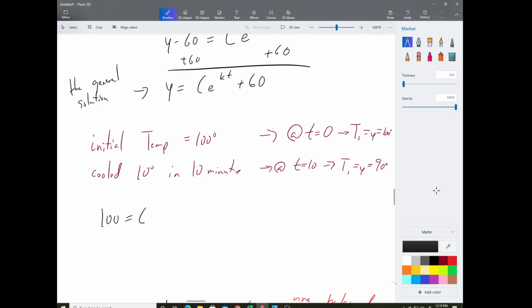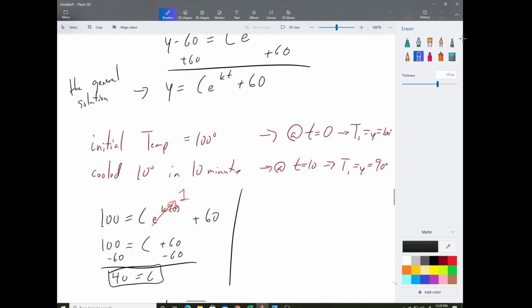100 is equal to the C value we don't know yet, times e to the K value we don't know yet, times the time of 0 minutes, plus 60. Conveniently, 0 times anything is still 0. And e to the 0 power is 1. So what I have here is 100 is equal to C times 1, which is just C, plus 60. Probably simplified a little more than you were necessarily expecting. So we get out our C value is equal to 40.